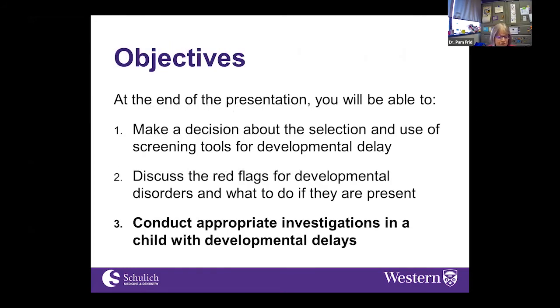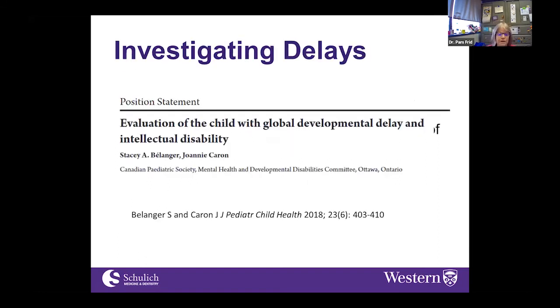So moving on now to talk finally about how we investigate the kids. The way to investigate children with developmental delays really got turned on its head in 2018 when the Canadian Paediatrics Society published this paper on the evaluation of the child with global developmental delay and intellectual disability. And it became quite controversial and still continues to be. But it is out there as the position statement of what we should do. But there's some caveats to that, and I'm going to discuss those as I go along in the next few minutes.